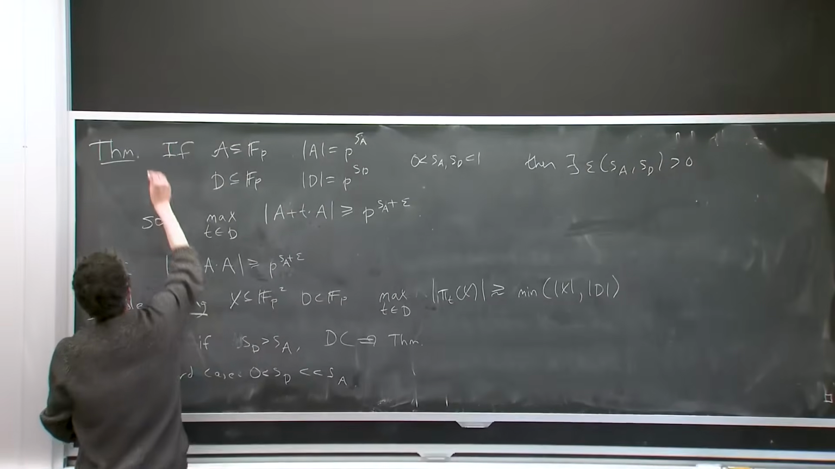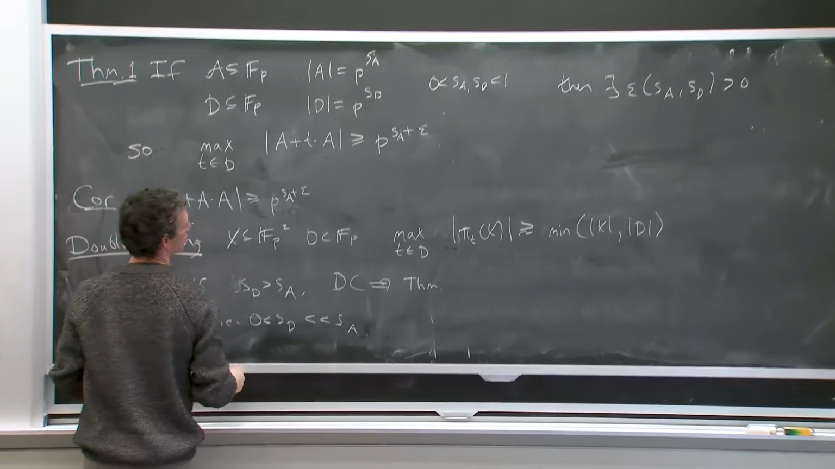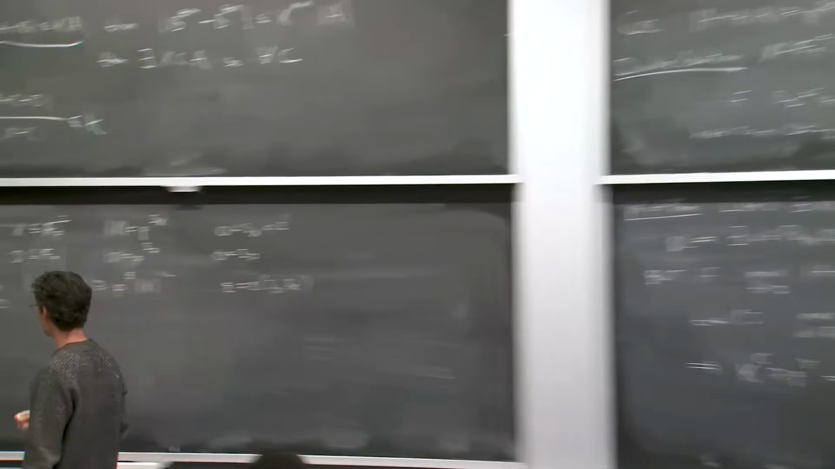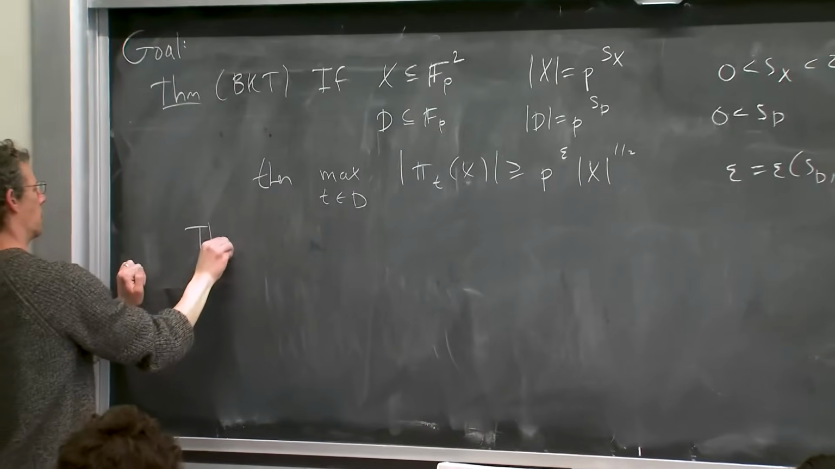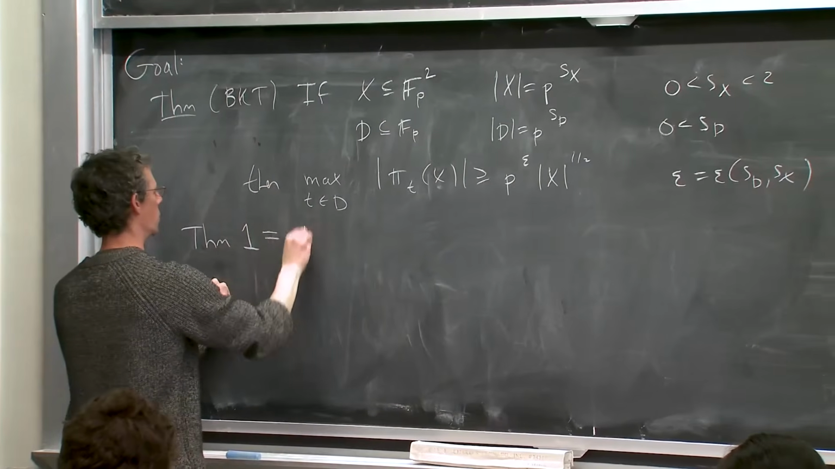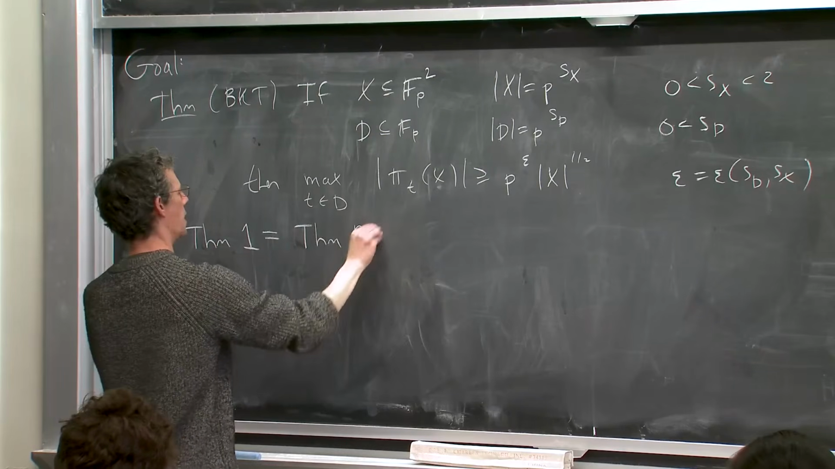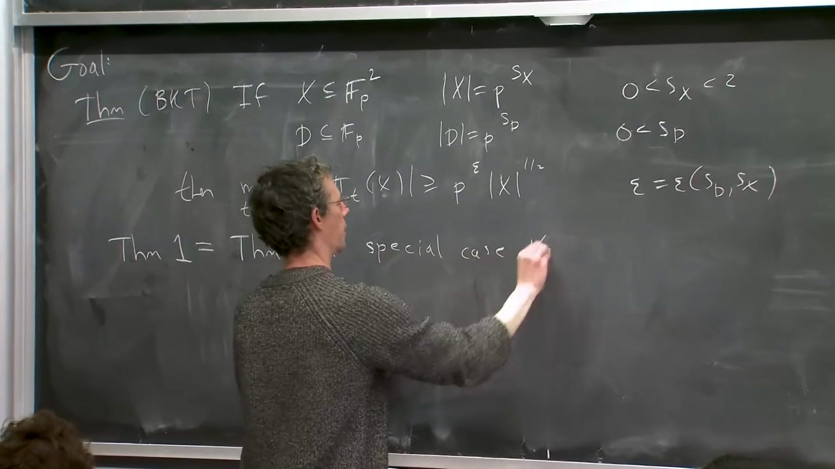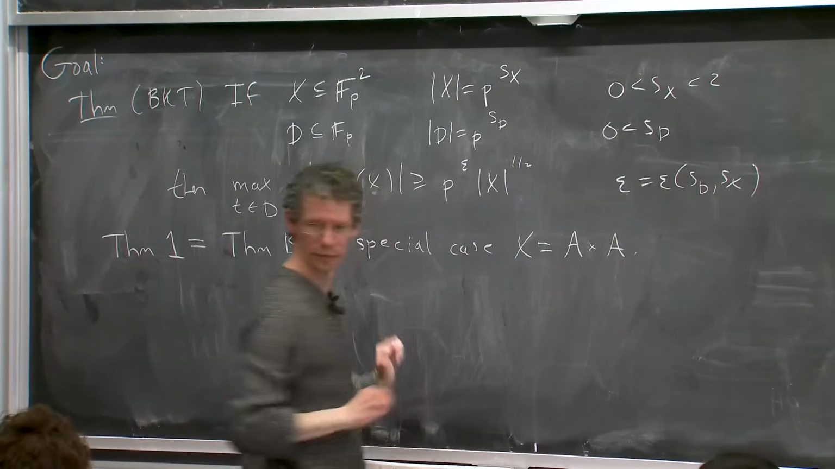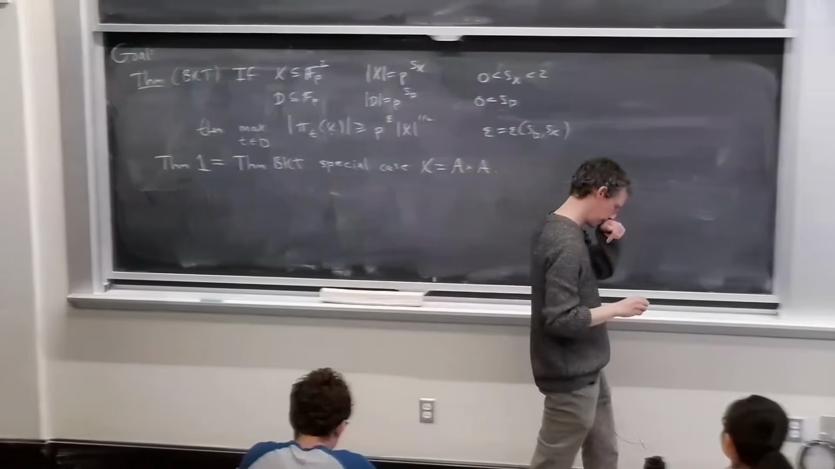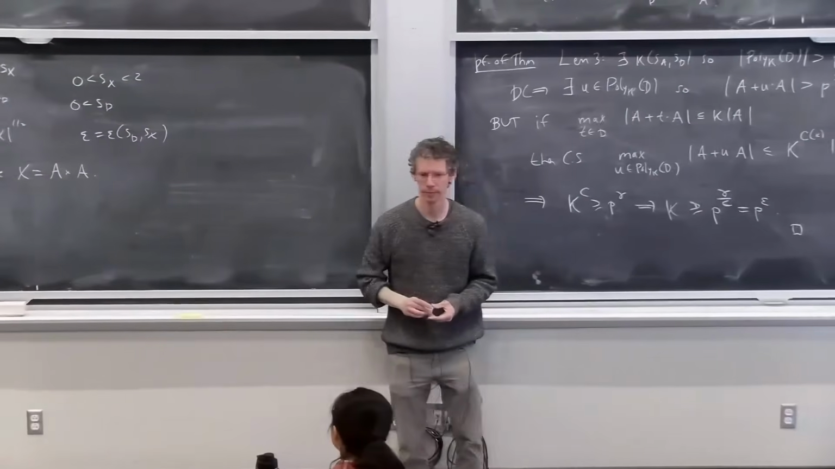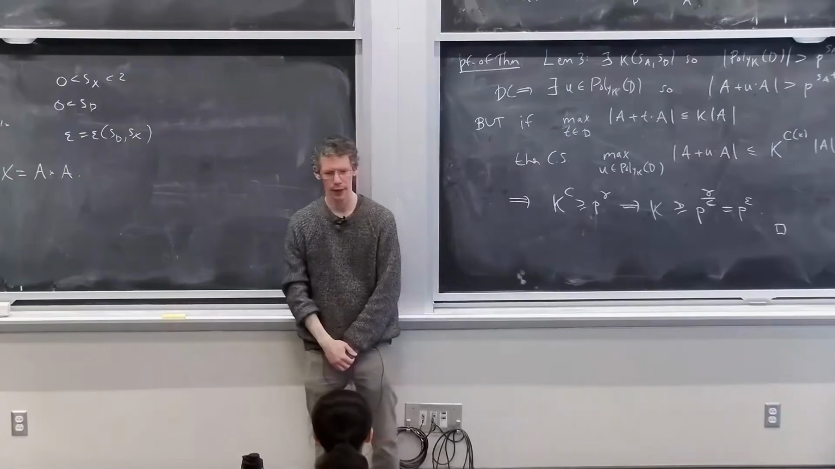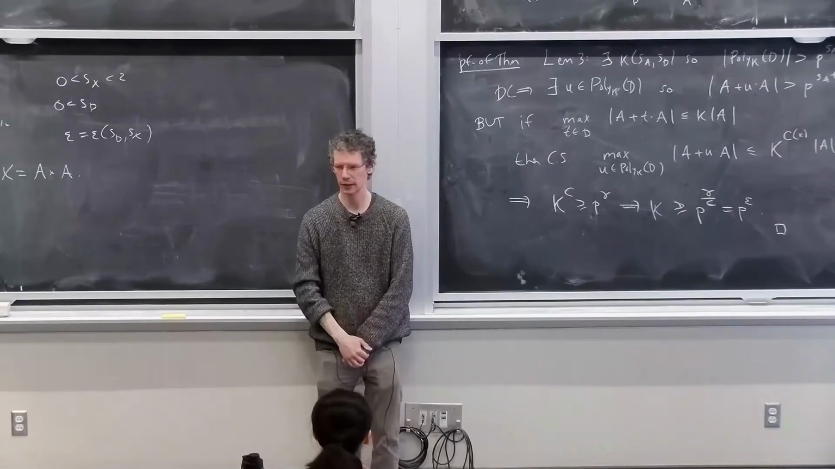So let's call this theorem 1. Theorem 1 is equal to theorem BKT in the special case that x is a product set, A cross A. Any questions or comments?